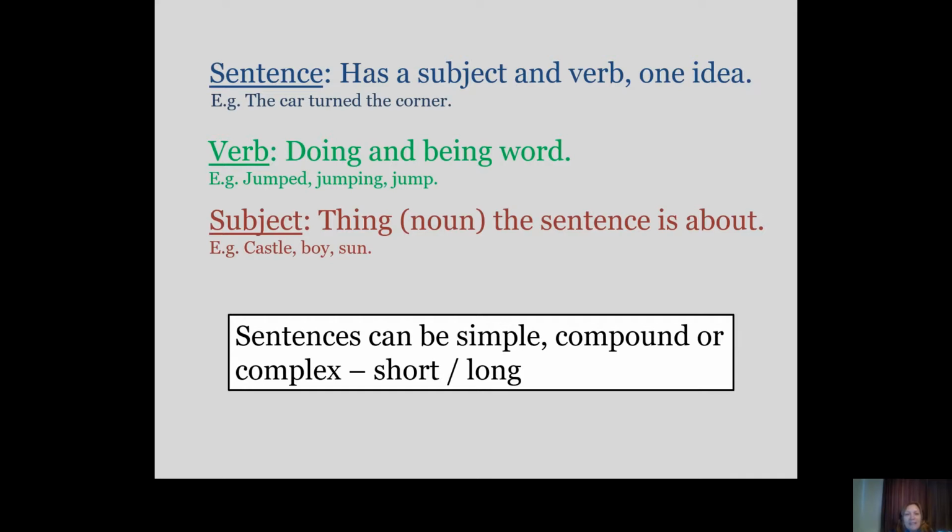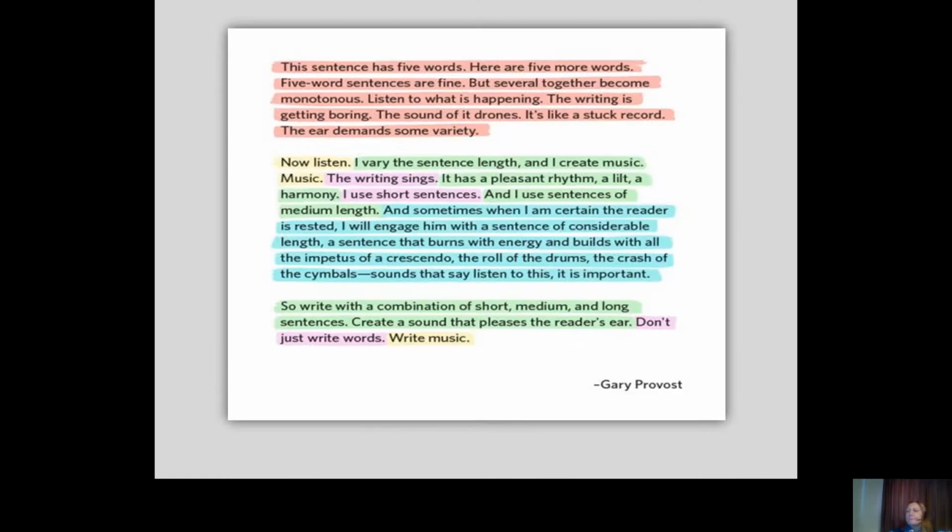And the subject, as we say in red there, is the thing the sentence is about. It could be a person, it could be an animal, it could be an object. Sentences can be simple: one subject, one verb, one idea. They can be compound, which is where two simple sentences are joined together, or they can be complex, and they can be short or long. So there's a lot of variety there, and we look into that a bit more now.